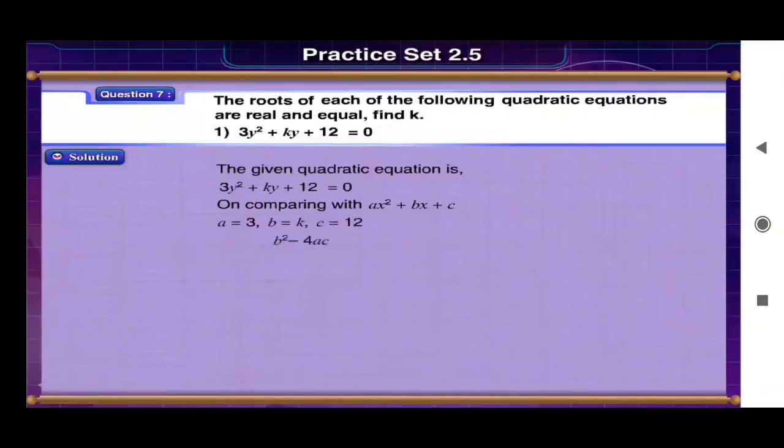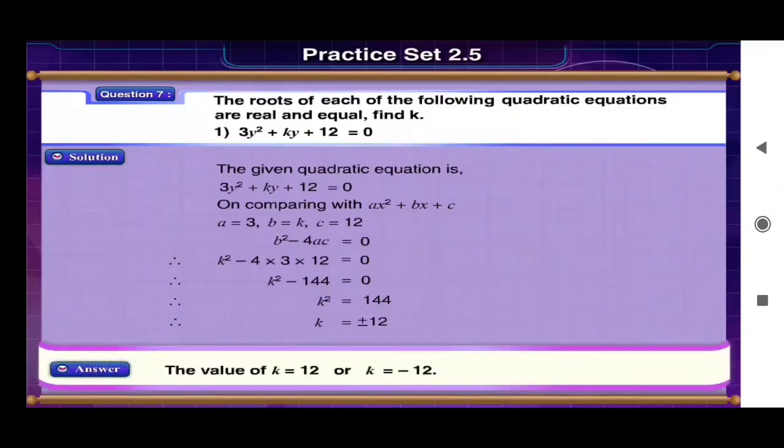b square minus 4ac is equal to 0. Therefore, k square minus 4 into 3 into 12 is equal to 0. Therefore, k square minus 144 is equal to 0. Therefore, k square is equal to 144, and therefore k is equal to plus or minus 12. Answer: the value of k is equal to 12 or k is equal to -12.